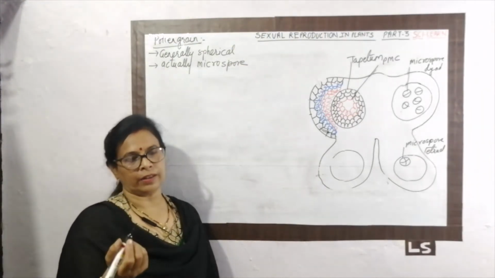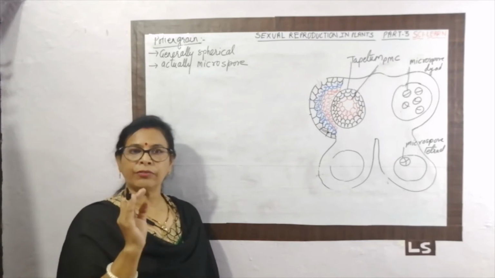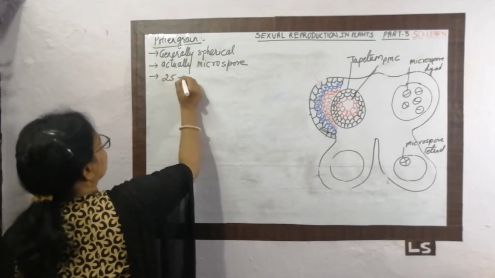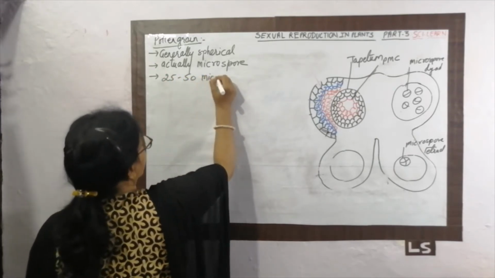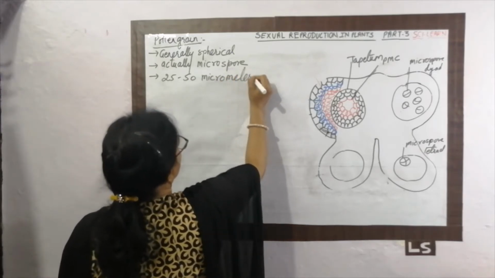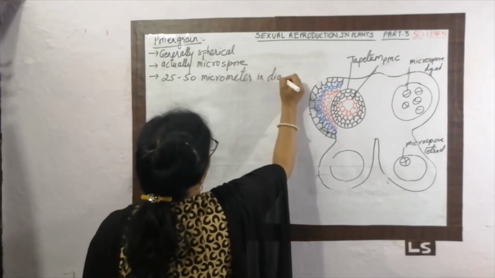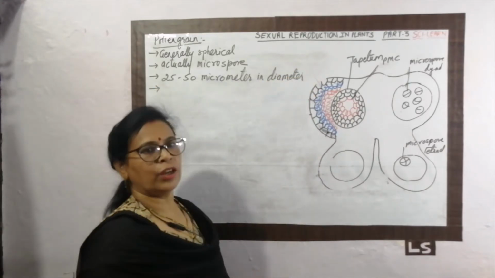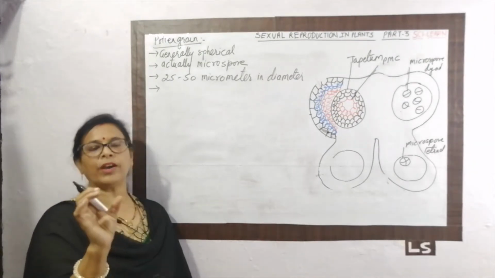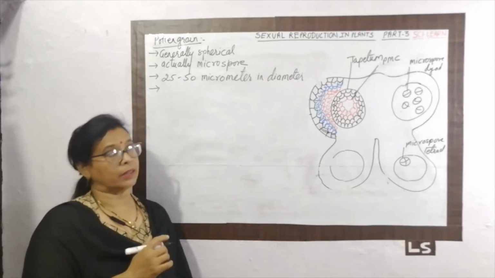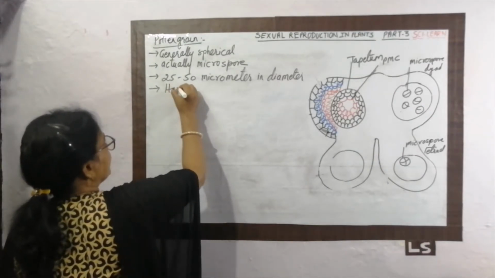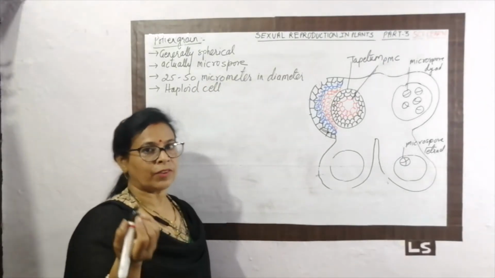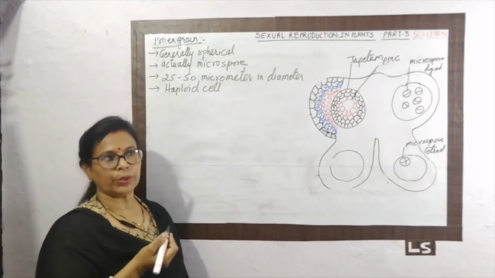And what about the size? It is 25 to 50 micrometer in diameter. Just think about the size of the pollen grain: 25 to 50 micrometer in diameter. It is a haploid cell. Why is it haploid? Because it's only one sexual unit, only the male sexual unit.